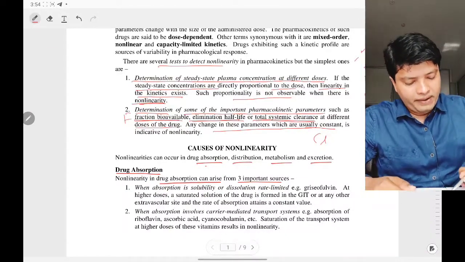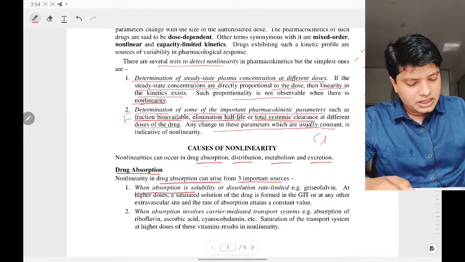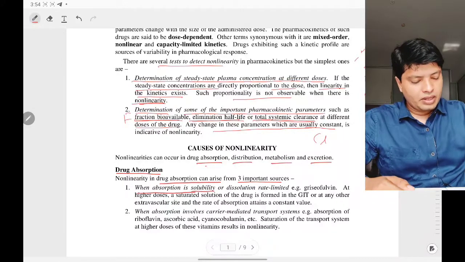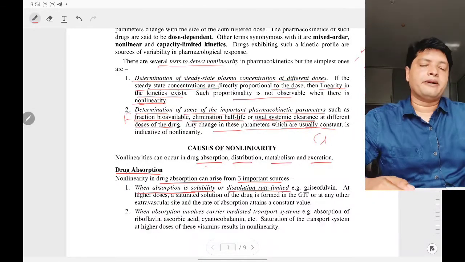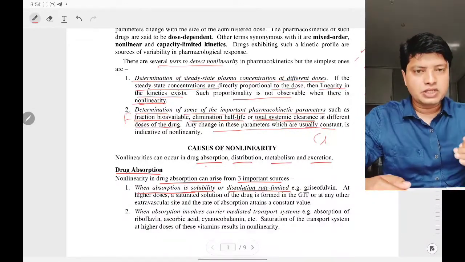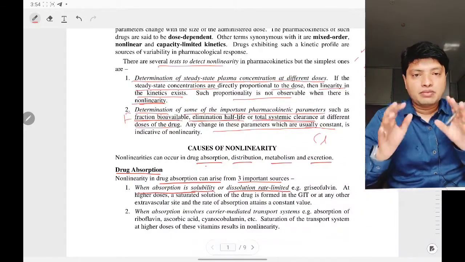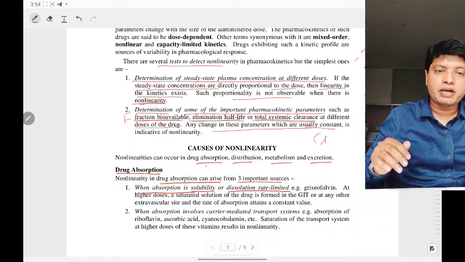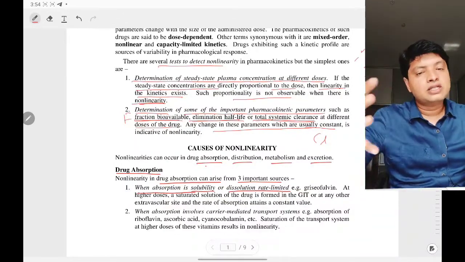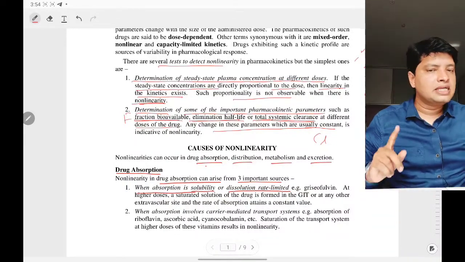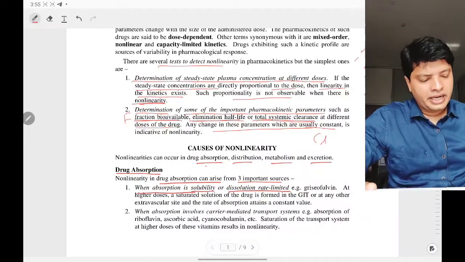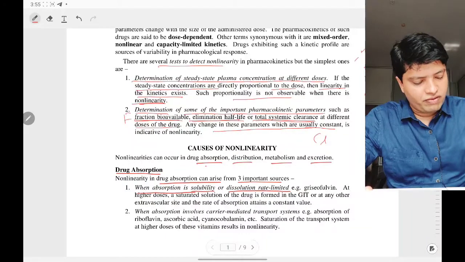One, when the absorption is solubility or dissolution rate limited. When the absorption is solubility limited, the absorption is not dependent on the concentration of the drug. Here the absorption is dependent on the solubility or dissolution rate. The drug is not at all soluble. In such a case, you can see the non-linearity of the drug. Example is griseofulvin.